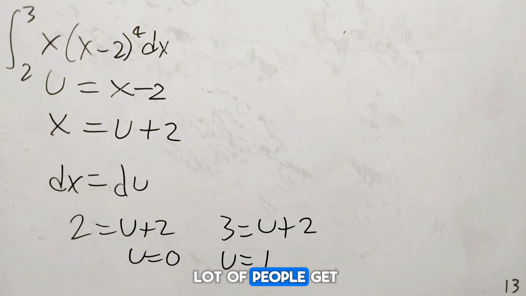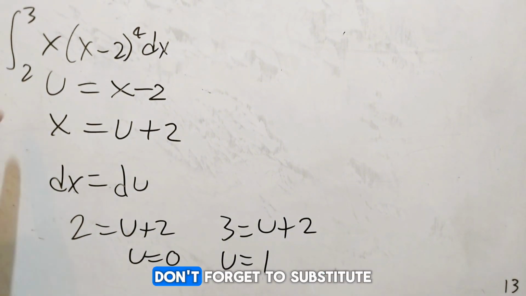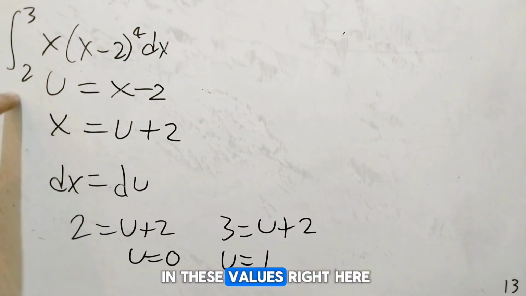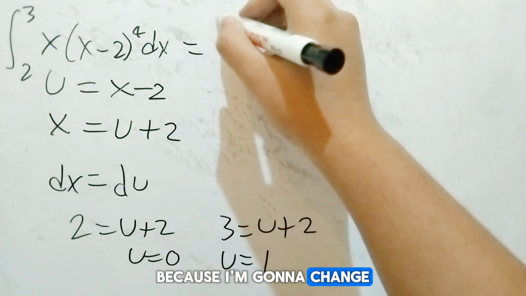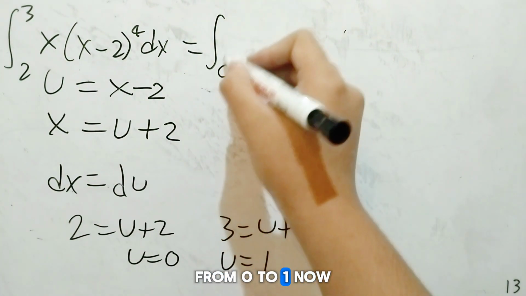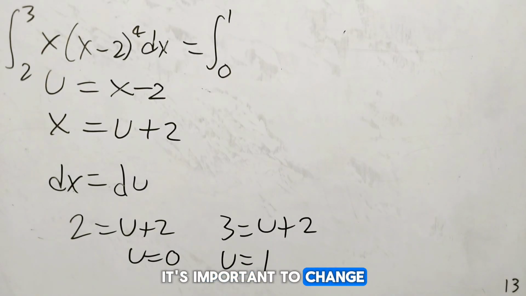This is where a lot of people make mistakes. If you want to solve with u substitution, don't forget to substitute in these values right here, because they're also important for our purposes. I'm going to change the integral bounds to 0 to 1 now, instead of 2 to 3. That's why it's really important to change the bounds here.